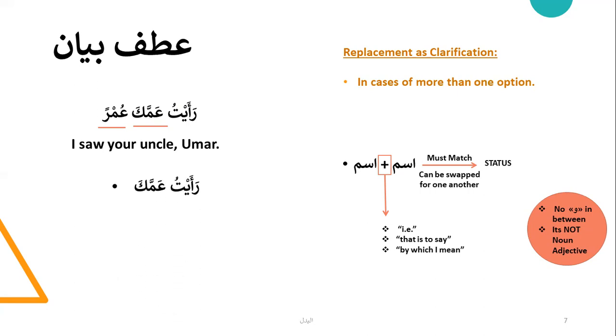Now, ra'aytu ammaka, I saw your uncle. Is it replaceable with Umar? Yes. Ra'aytu umran, which means I saw Umar. So they are perfectly replaceable. Again, you see all these meanings at play here. Ra'aytu ammaka, I saw your uncle, that is to say Umar. I saw your uncle, by which I mean Umar. So maybe you have more than one uncle. I should add this point here: maybe you have three or four uncles, and that's why you say it, just to clarify which uncle I saw, Umar.